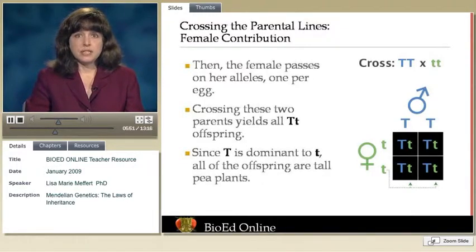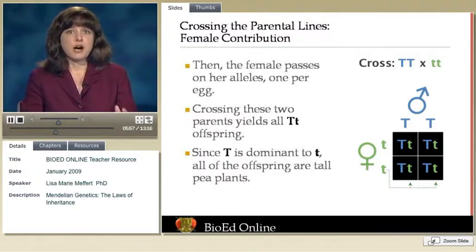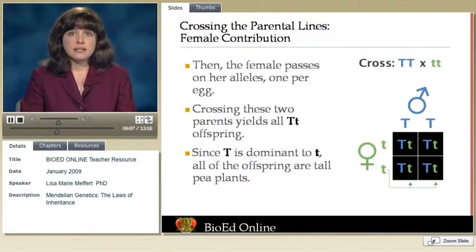Now we go to the female. The female confers a small t to each of her offspring. Now we have the resultant genotypes, that is, the combination of alleles for each of the offspring. And we note that all of these offspring are tall. That is, if you have at least one big T, you're tall, and the term for that is dominance. Big T is dominant to little t.